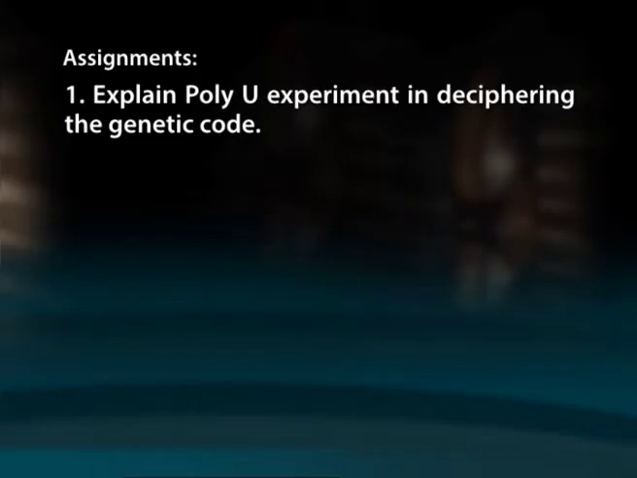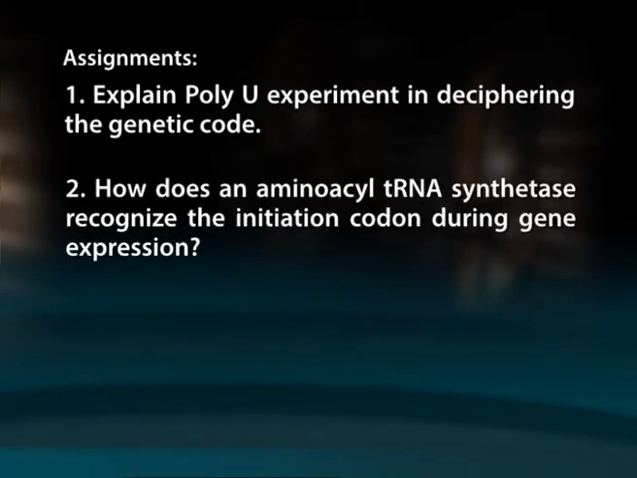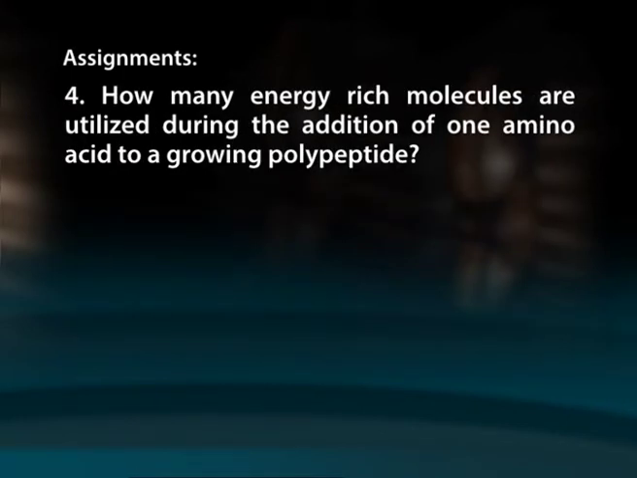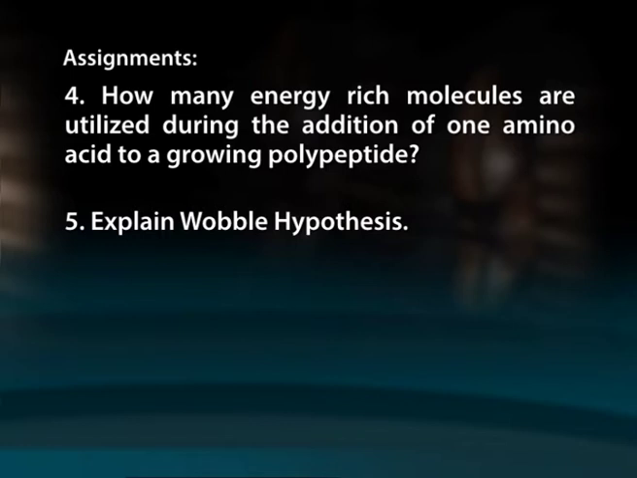Here are a few questions for you to work out. 1. Explain the poly-U experiment in deciphering the genetic code. 2. How does an amino-acyl tRNA synthetase recognize the initiation codon during gene expression? 3. What are the different sites on the ribosome? Explain their function. 4. How many energy-rich molecules are utilized during the addition of one amino acid to a growing polypeptide? 5. Explain the Wobble hypothesis.